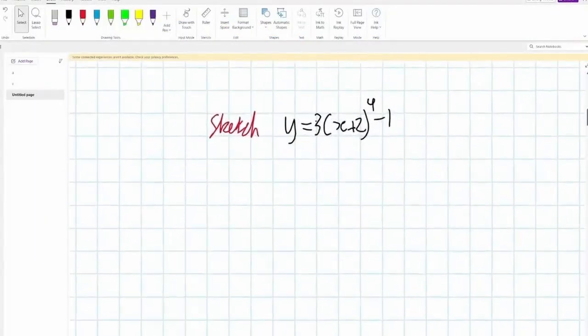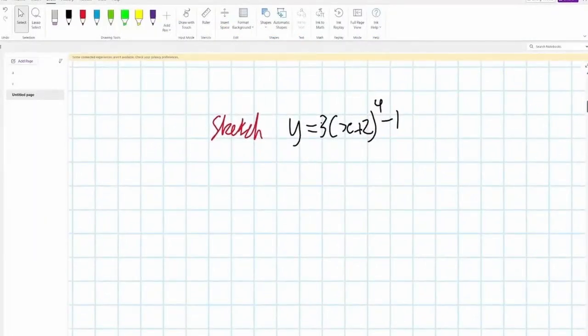Okay, so looking at our first example question here, guys, we are looking at sketching this quartic in turning point form. And what we can see here is we have a dilation of factor 3. We have a horizontal translation of 2 left, and we also have a vertical translation of 1 down here.